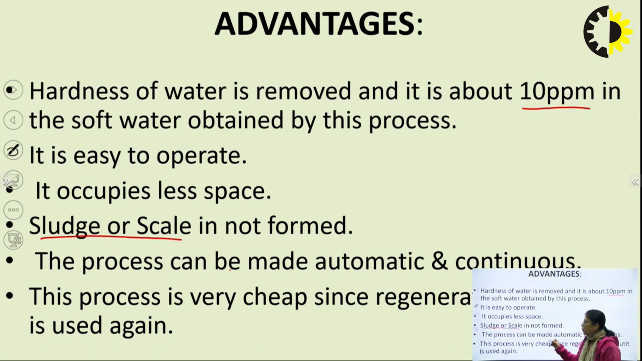As a result, no precipitate, either soft or hard, scale or sludge, is formed. And the process is automatic and it can also be made continuous, so you can keep on adding water and you can get a flow of soft water. And the process is cheap, as for regeneration you require only NaCl.